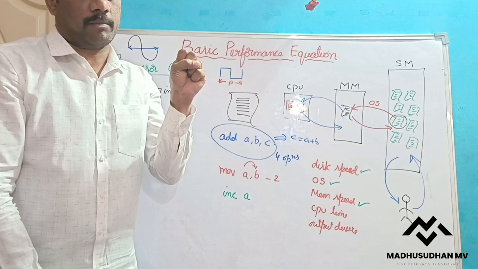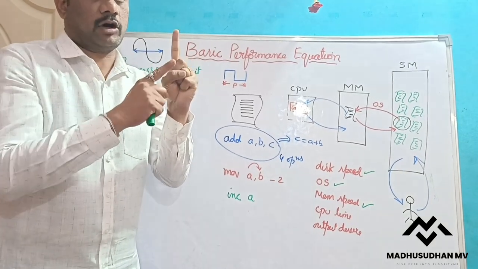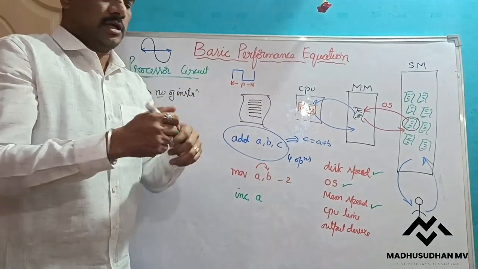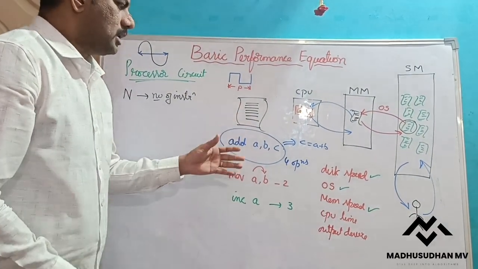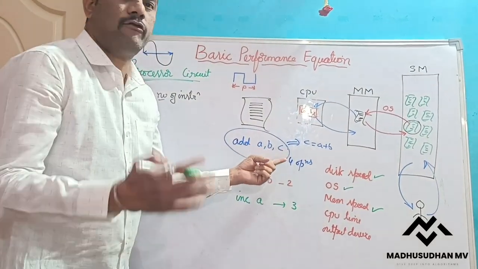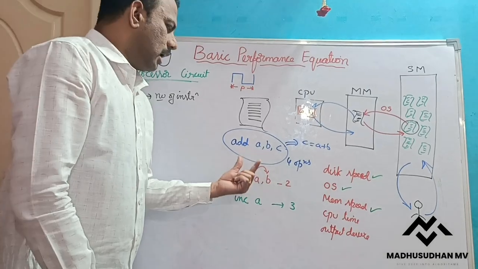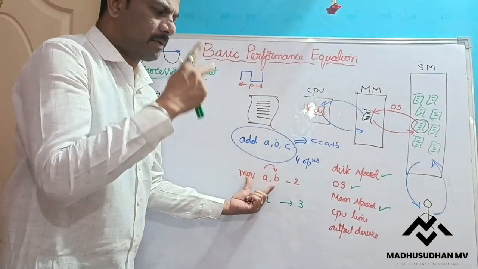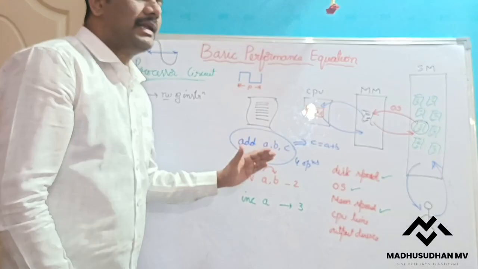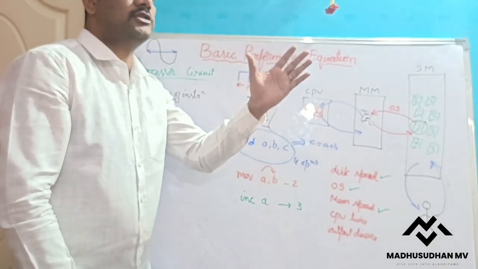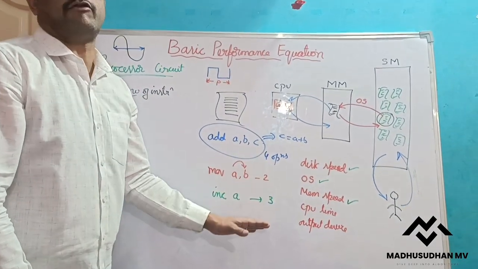So take the value of A, one operation; add 1 to that, second operation; store back to A, third operation. So in this one, I am doing 3 operations. That means in some instructions we are performing 4 basic operations, in some instructions 2 operations, and in some instructions 3 operations. Different instructions have different numbers of operations.